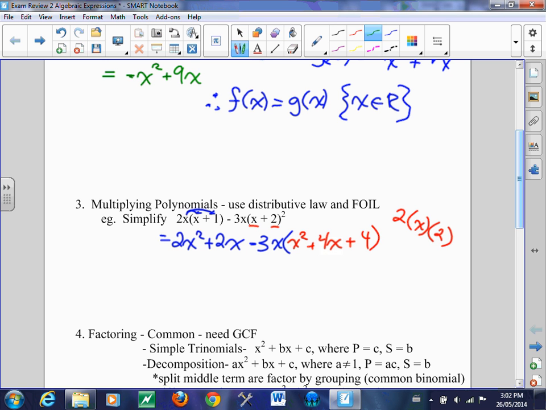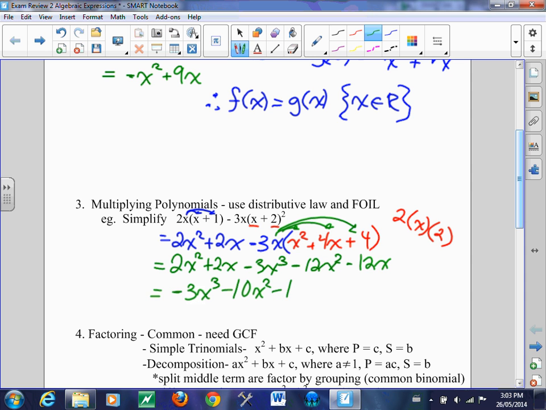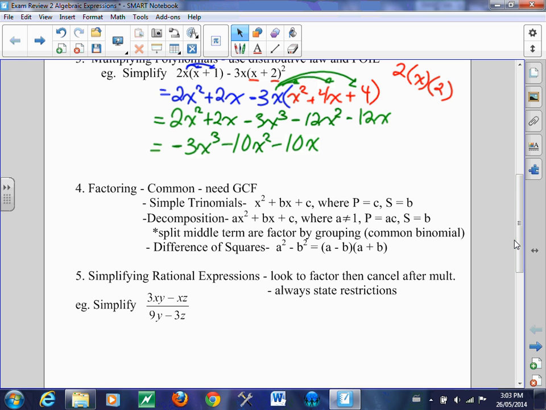Okay. Before I can collect like terms, I still have to do my distributive law, which means to multiply that out. So I've got 2x squared plus 2x. Now I'm going to multiply through, so I'm going to have negative 3x cubed minus 12x squared minus 12x. Now that I've removed all my brackets, now I can collect like terms. So you should end up with negative 3x cubed minus 10x squared minus 10x. Awesome. Okay, number 4, factoring.